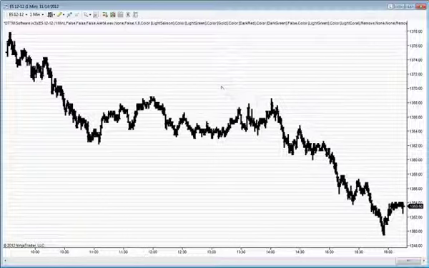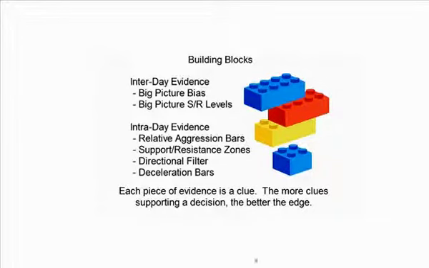So before that, I want to talk about the various building blocks that we look at. We want to come from a bigger picture perspective, or what we call the intraday bias. We start each day with a bigger picture bias and also some bigger picture support resistance levels. Then we want to see the intraday, or real-time, evidence that the software creates, whether it be the relative aggression bars, which tell you which side in real time is more dominant within the market, buyers or sellers, whether it's the real-time support resistance zones, the path of least resistance filter, or the deceleration bars.